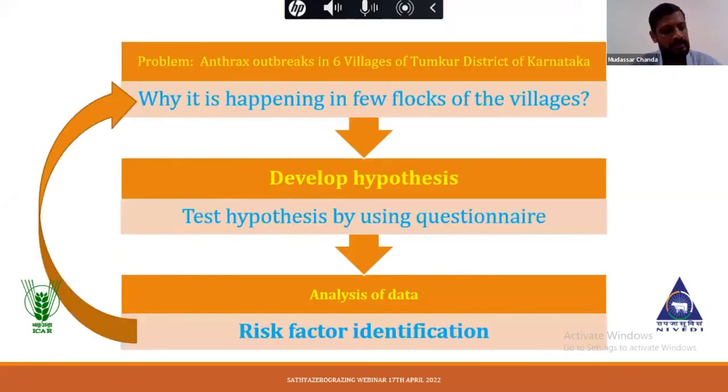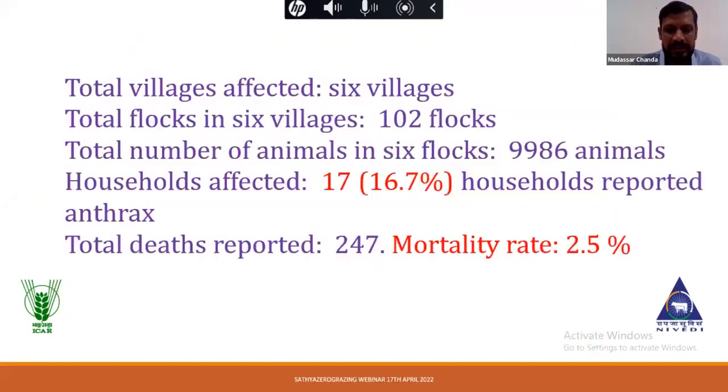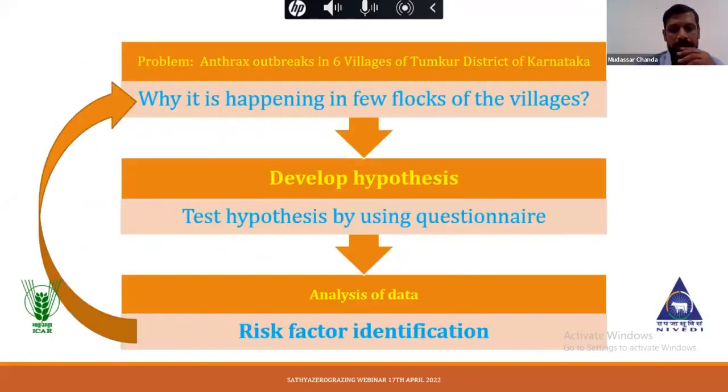The problem in that particular case: there were 6 villages where outbreaks of anthrax were happening. Our question was why it was happening in only a few flocks of the villages. So we developed a hypothesis and tested it using a questionnaire. A questionnaire is nothing but collecting information in a systematic manner based on our hypothesis, about what risk factors may be important, followed by analysis of the data and identification of the risk factors. So to answer the why question, we did this study, so that we can also have a prevention strategy.